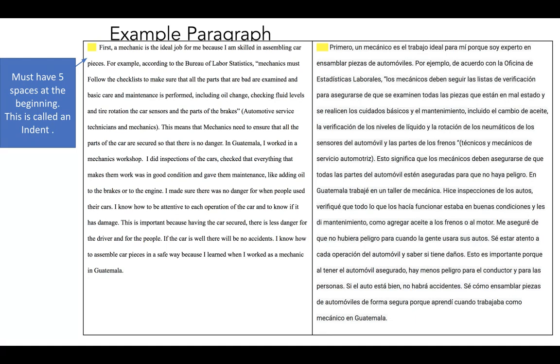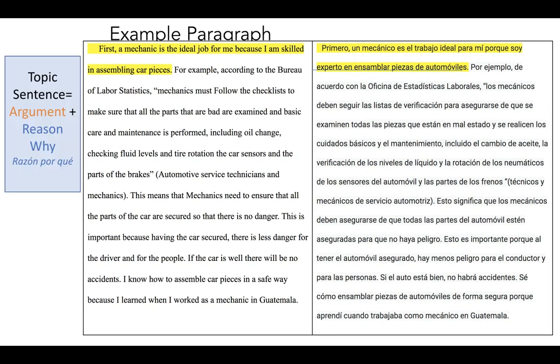Let's see an example. Remember, first we start every paragraph with an indent, 5 spaces. Okay, then we have our topic sentence, which is an argument plus a reason why. So the argument says, a mechanic is an ideal job for me because I am skilled in assembling car pieces. Argument and reason why. Listen closely. The reason why must be the same as the reason from your thesis. I am skilled in assembling car pieces.